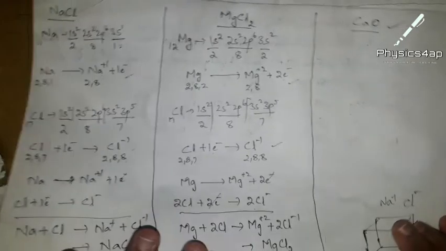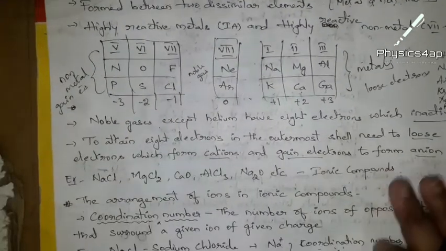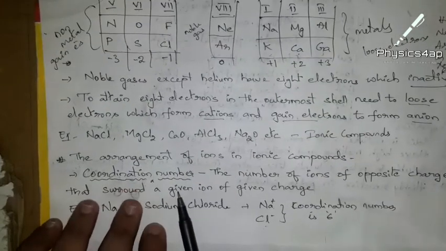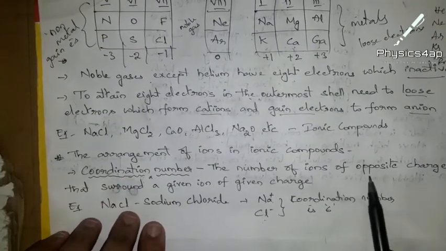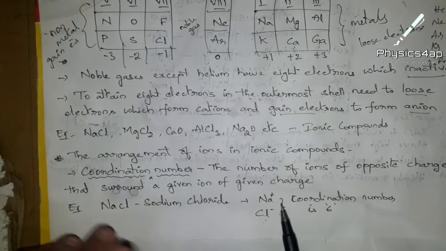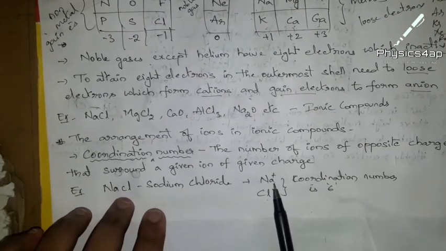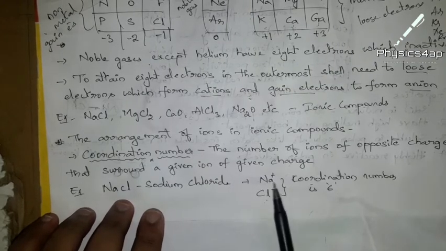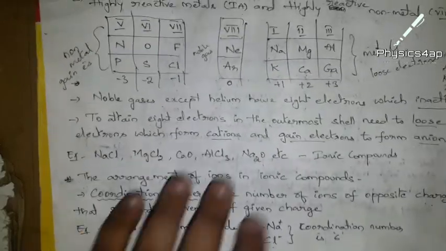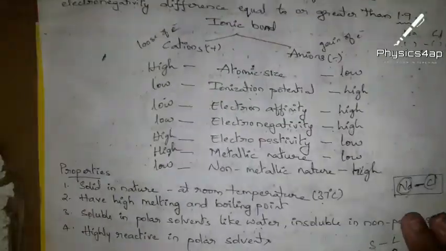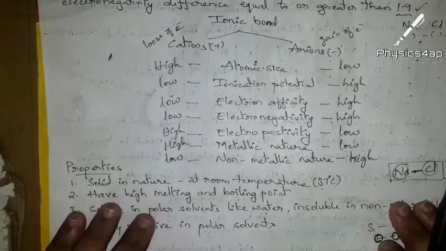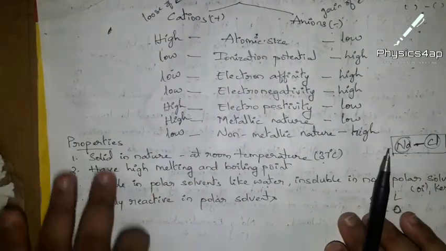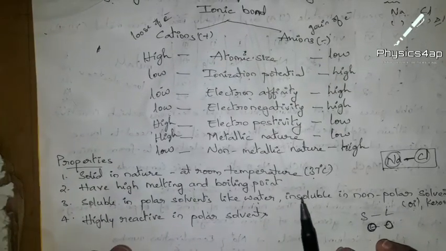It's very easy. And next, we have discussed the arrangement of ions in the ionic compound, that is the coordination number. So each ion of one charge is surrounded by ions of the opposite charge, like Na plus is surrounded by 6 Cl minus. At the same time, Cl minus is surrounded by 6 Na plus ions. And next we have seen the properties of cations and anions, which one should be high, which one should be low, and we have seen the properties of the ionic compounds.